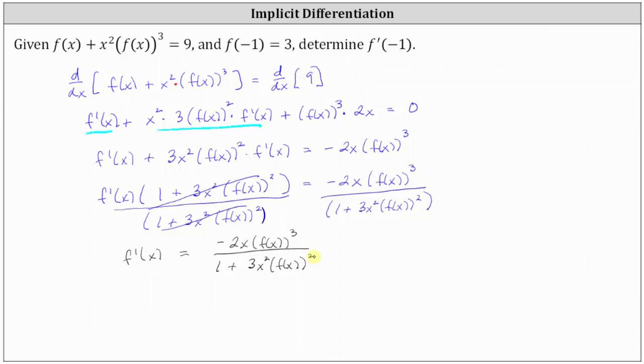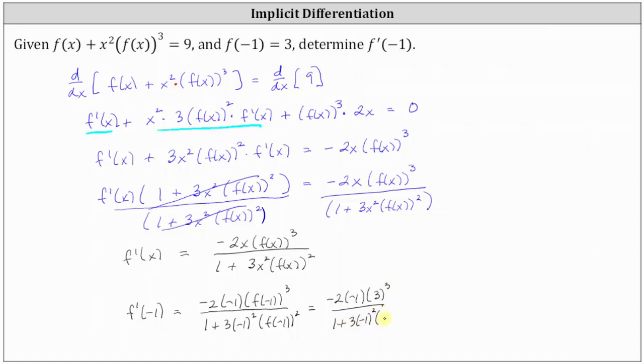And now we can determine f prime of negative 1. Substituting negative 1 for x, we have negative 2 times negative 1 times the cube of f of negative 1 divided by the quantity 1 plus 3 times the square of negative 1 times the square of f of negative 1. And we also know f of negative 1 is positive 3, so this gives us negative 2 times negative 1 times the cube of 3, all divided by 1 plus 3 times the square of negative 1 times the square of 3.